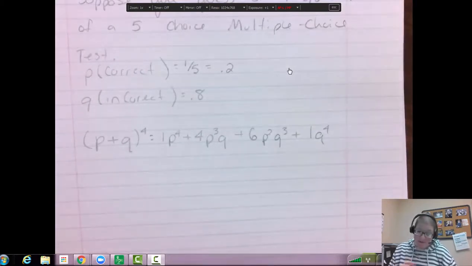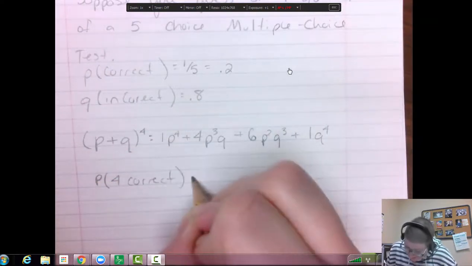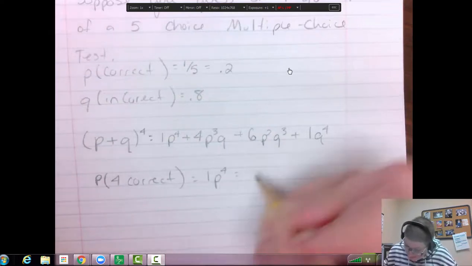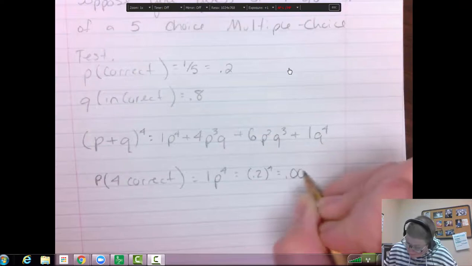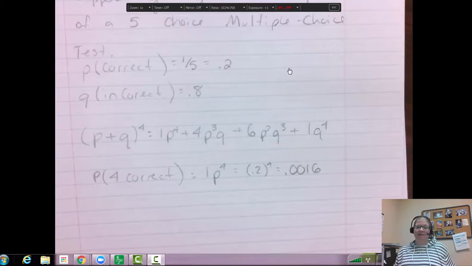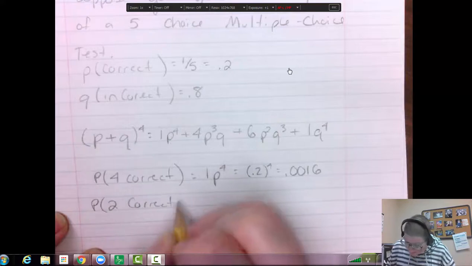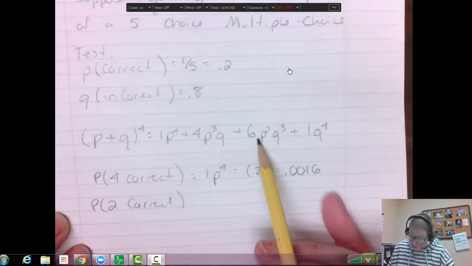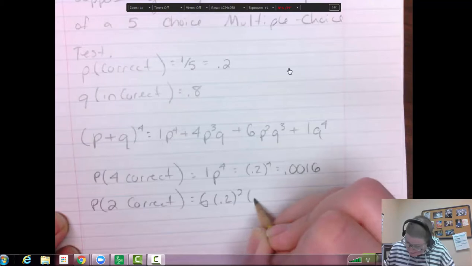So let's figure out the probability of getting all 4 correct. That is the probability of 1 times p to the 4th, which is p is 0.2. So this is 0.2 to the 4th power, which is 0.0016. So the probability of you getting all 4 correct on that quiz is 0.0016. That's not good, right? It's not a good probability. You want to be close to 1 if you're guessing. What would have been the probability of us getting half correct? 2 correct. That one would have been 6 times p, which is 0.2 squared times 0.8 to the third.